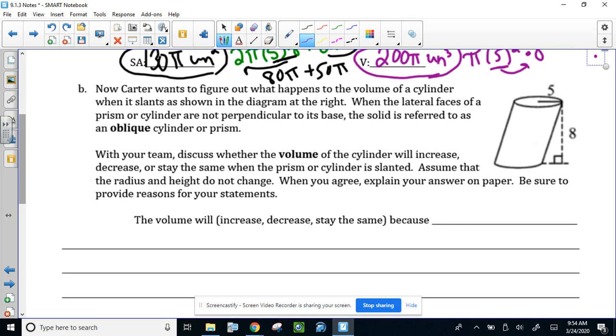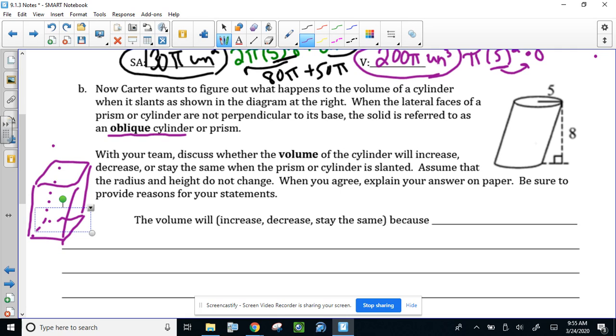what happens if we took that cylinder and we tilted it a little bit. So what happens if it slants like it's shown in the diagram? When we see this slanting, we call it an oblique cylinder or an oblique prism. We could have the same thing if the prism base was tilted, if we tilted it instead of having it drawn straight up. Would the volume of this cylinder increase, decrease, or stay the same if the prism or cylinder is slanted?